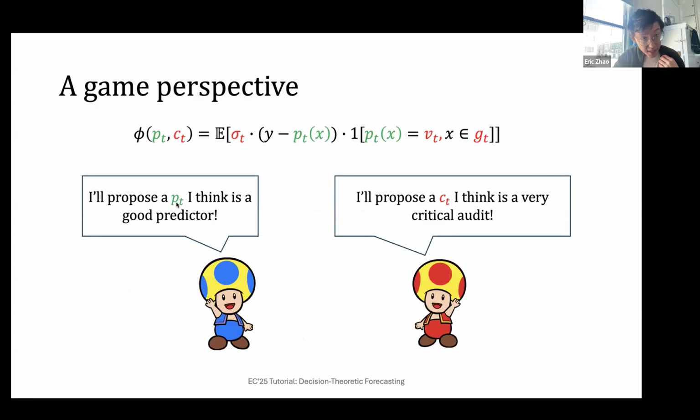All right, so back to the game perspective. We'll go back to multi-calibration because it's easier to think about. We have a learner. Their job is to propose a predictor they think is good. You have an adversary. Their job is to propose, okay, this is a part where you're biased, and this is the direction you're biased. This is me trying to be a very critical auditor.